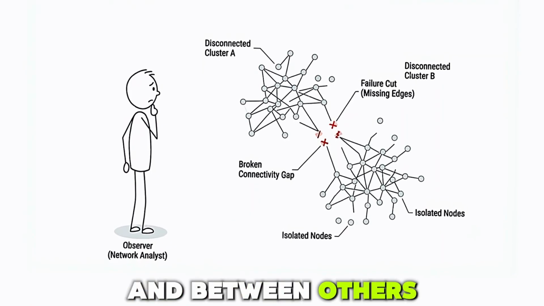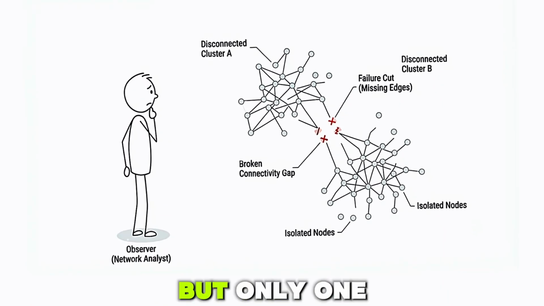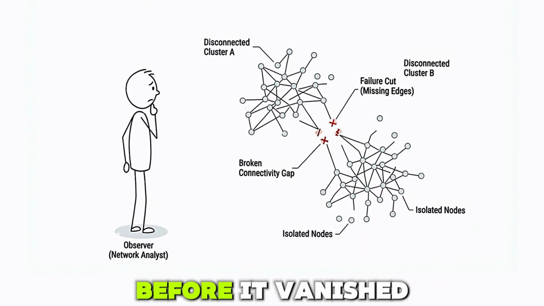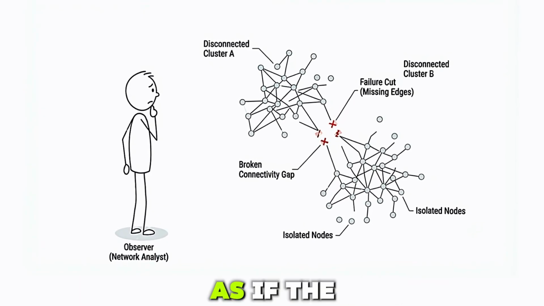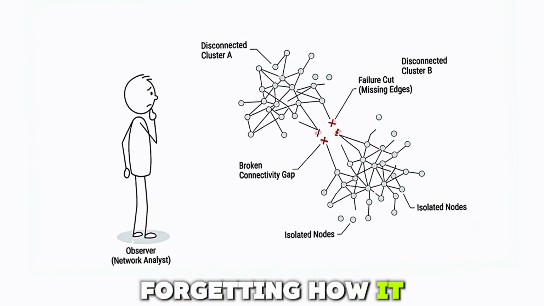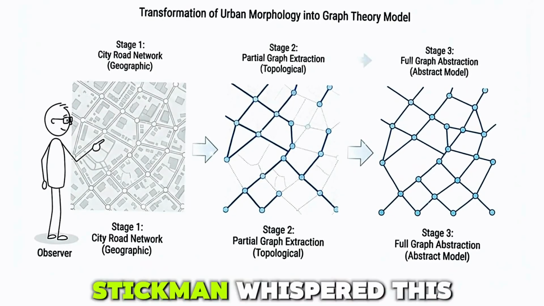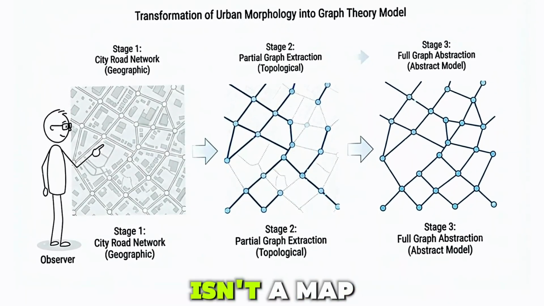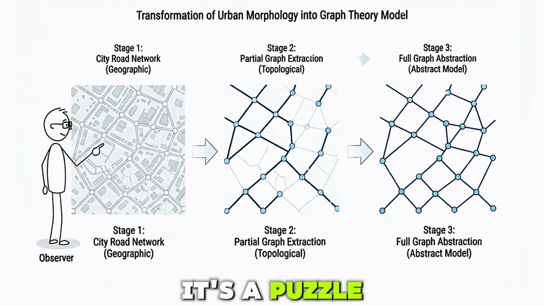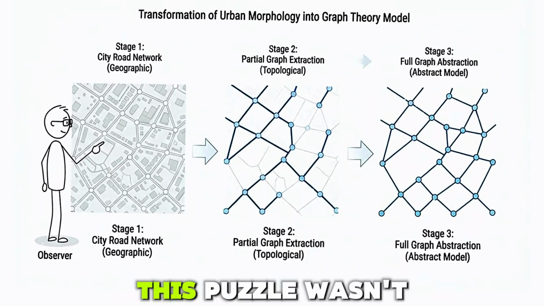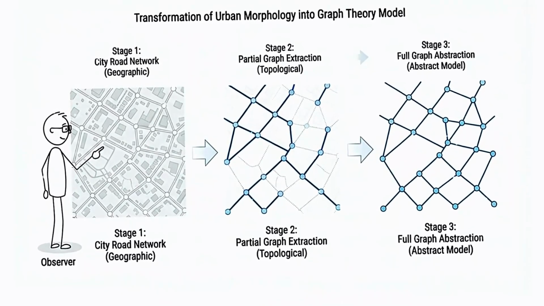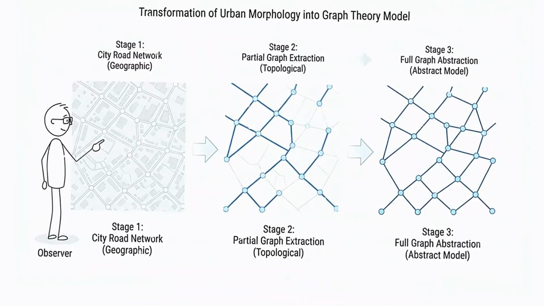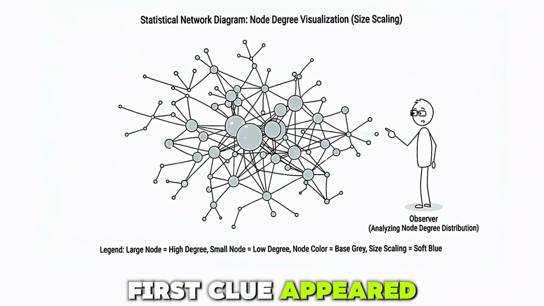And between others, there was a road, but only one traversal was allowed before it vanished forever, as if the city itself was forgetting how it was connected. Stickman whispered, "This isn't a map, it's a puzzle." But he didn't know yet. This puzzle wasn't just of the city, it was of mathematics itself. And then the first clue appeared.